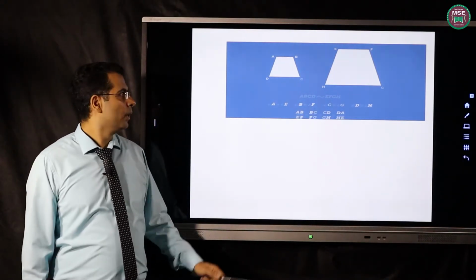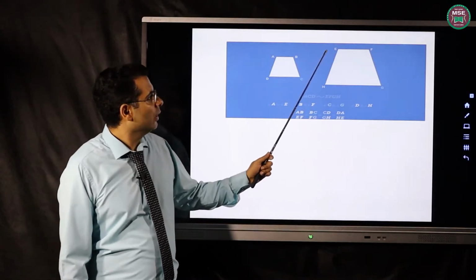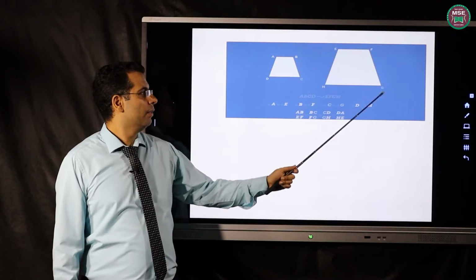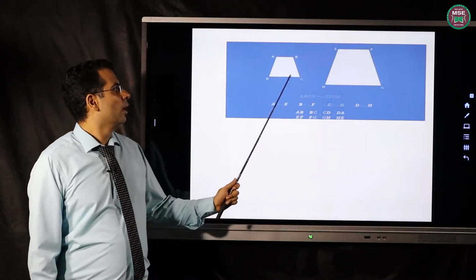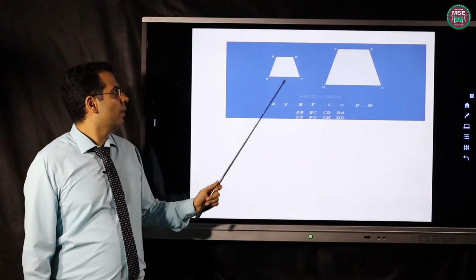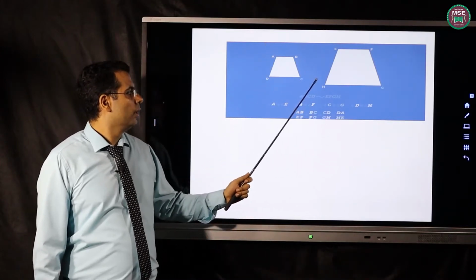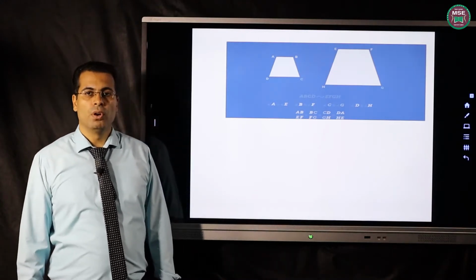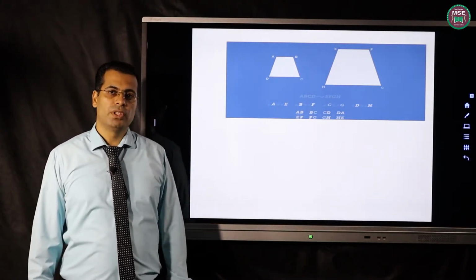What is the meaning of it? AB over EF equals the same ratio BC over FG equals CD over GH equals DA over HE. This ratio is called the scale factor, or ratio of similarity.